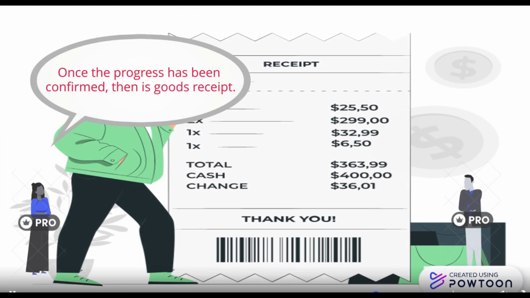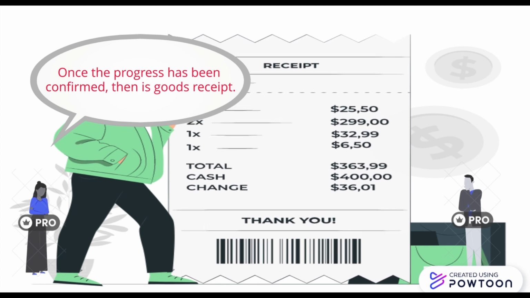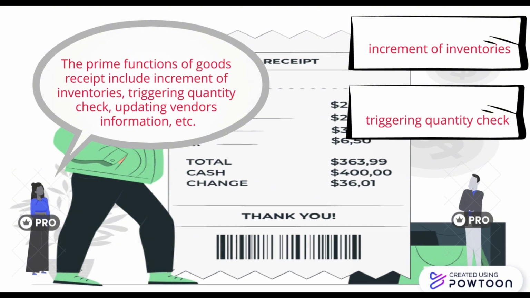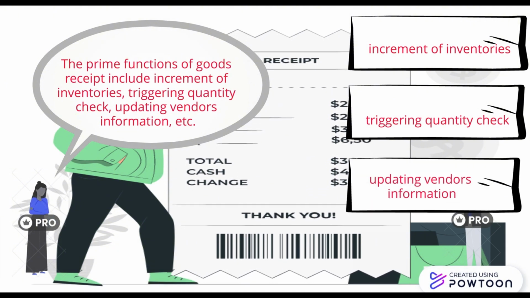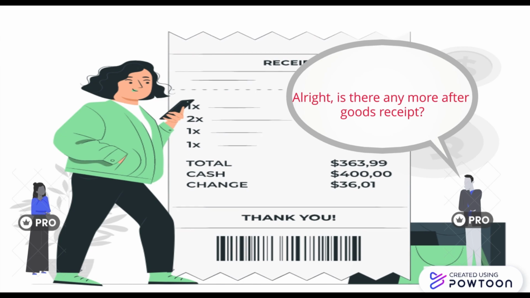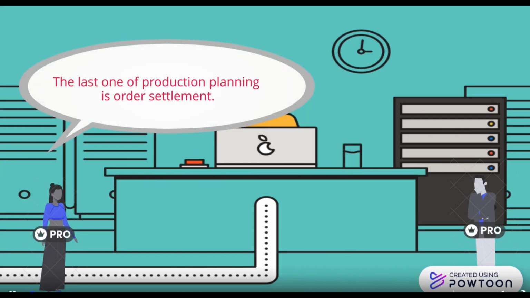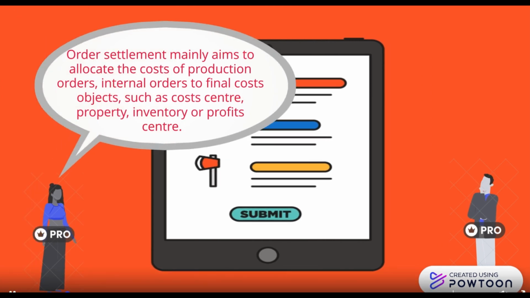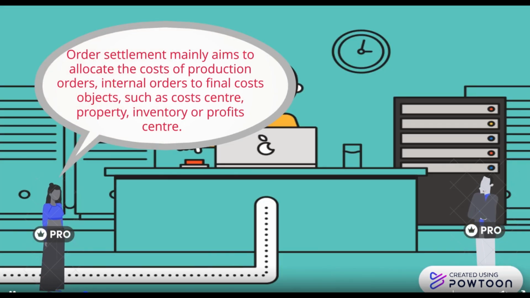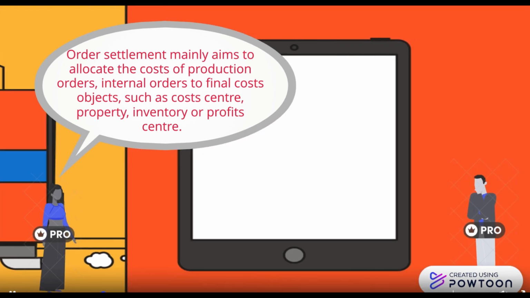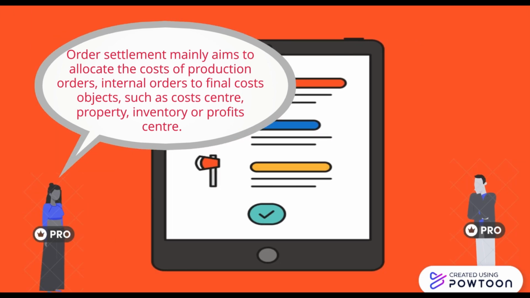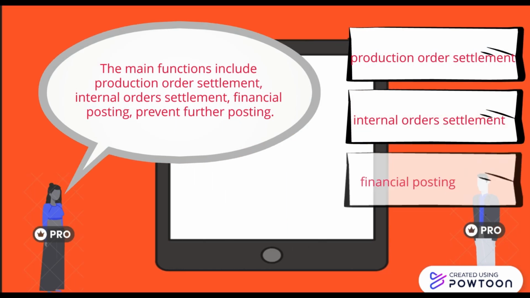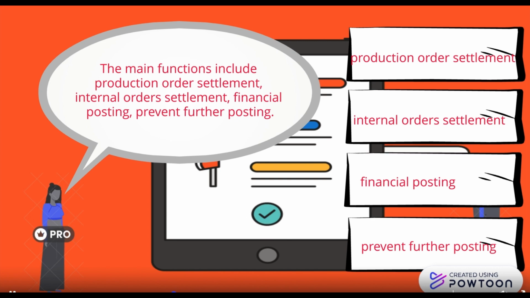Once the progress has been confirmed, then is goods receipt. The prime functions of goods receipt include increment of inventories, triggering quantity check, updating vendors' information, etc. Alright, is there any more after goods receipt? The last one of production planning is order settlement. Order settlement mainly aims to allocate the costs of production orders and internal orders to final cost objects, such as cost center, property, inventory, or profit center. The main functions include production order settlement, internal order settlement, financial posting, preventing further posting.